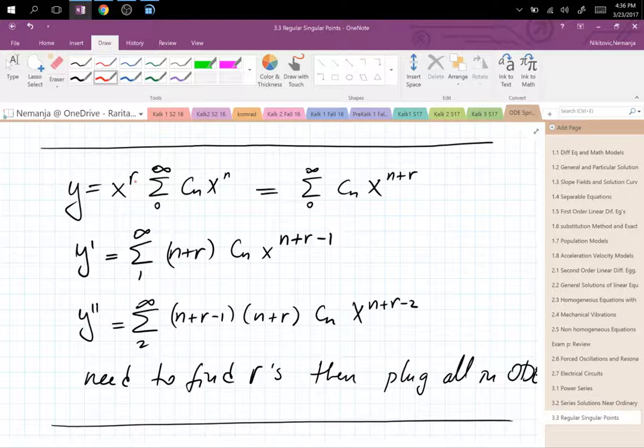Now if you have multiple ones, you will have to do the superposition of both solutions because they're linearly independent. So their superposition is the overall solution to the differential equation.